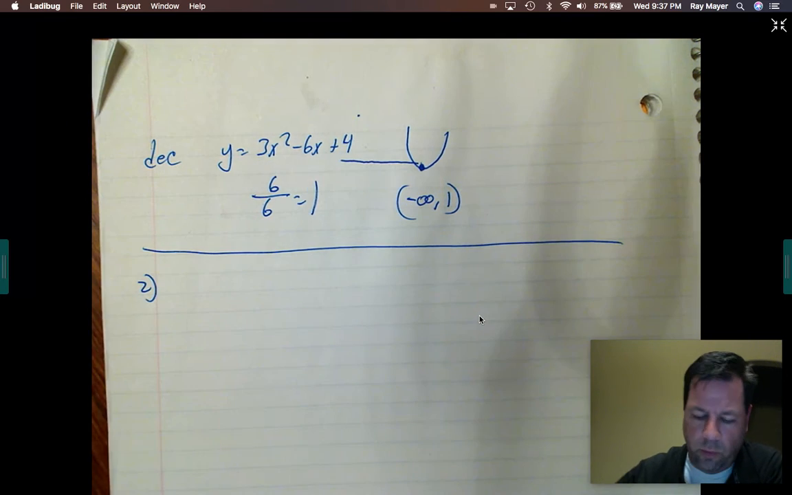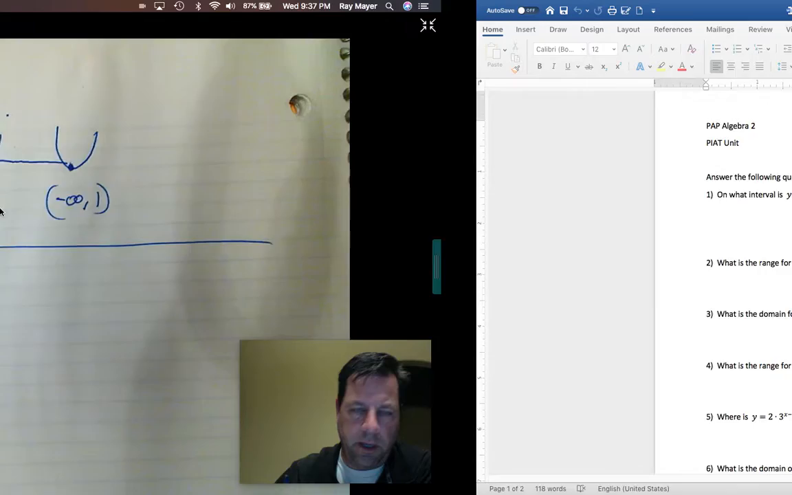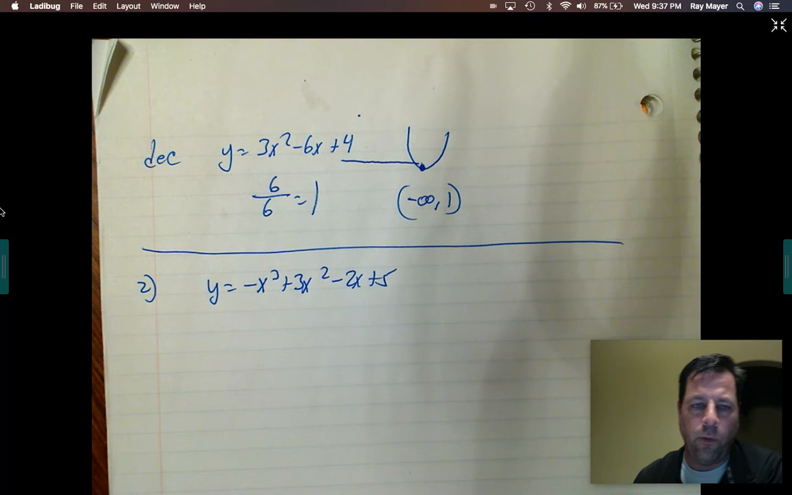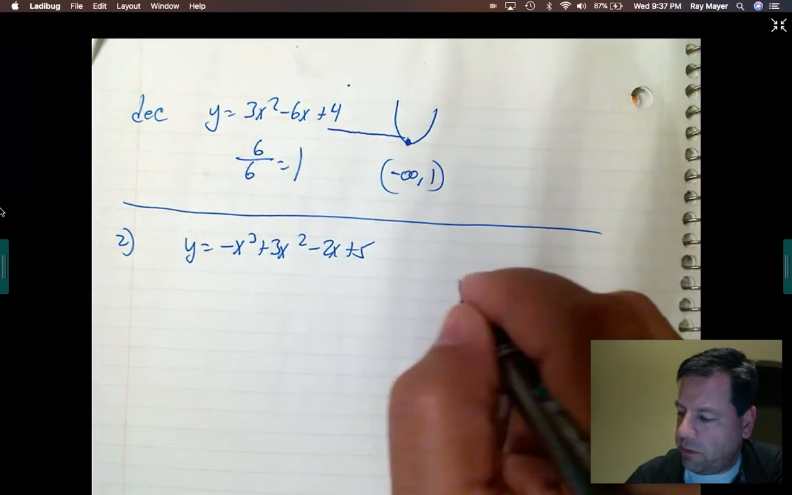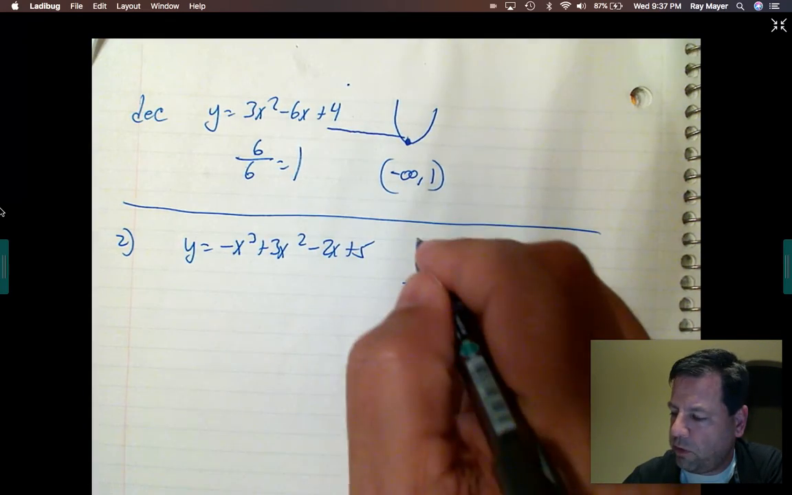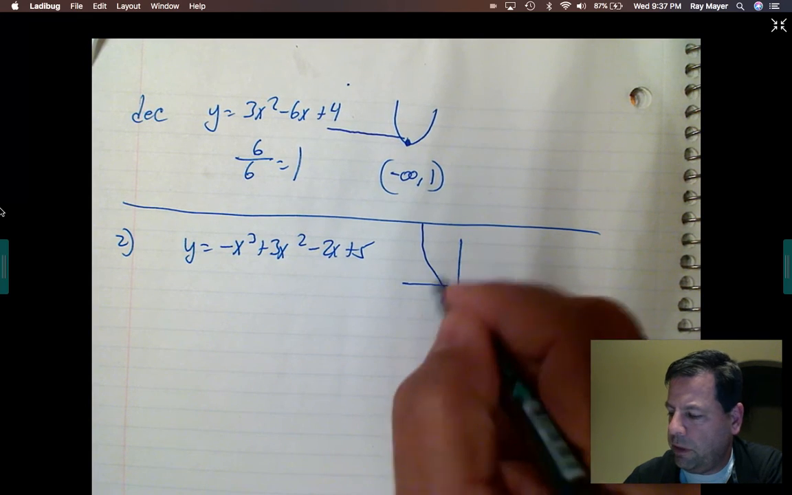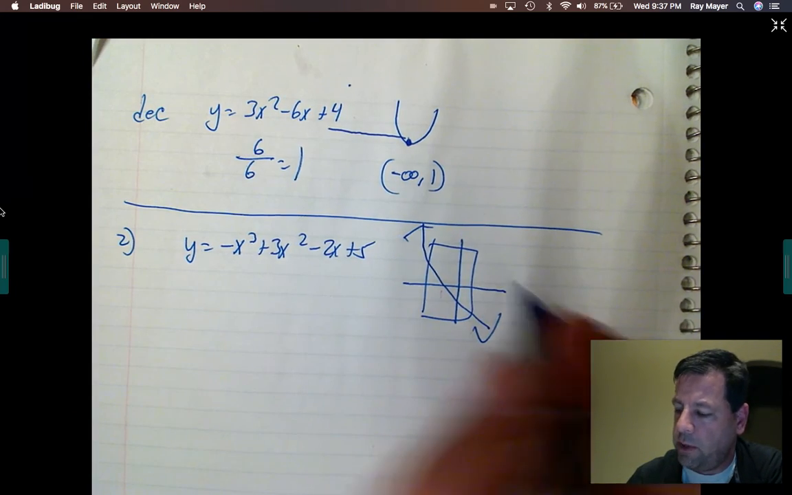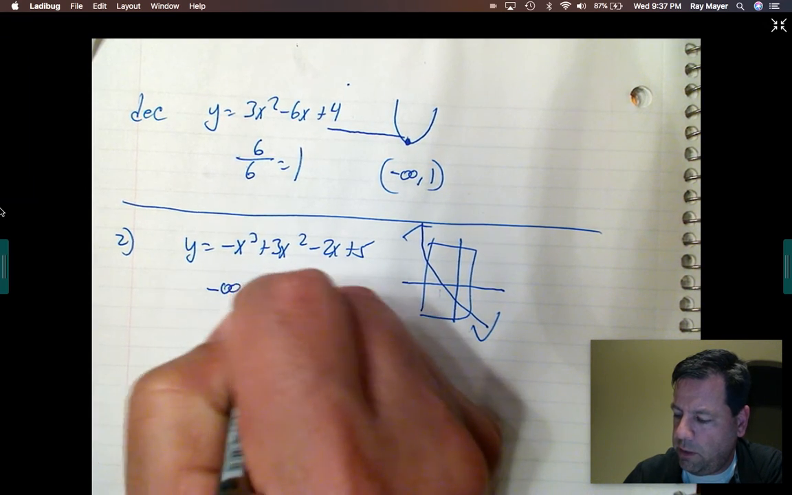Number 2. Bear with me as I go over to number 2. What is the range? y equals negative x cubed plus 3x squared minus 2x plus 5. What is the range? Well, this is a cubic function. It's going downhill. It's doing all kinds of stuff right here and here, but it ends up there and there. What's the range? Range is going from negative infinity to infinity.